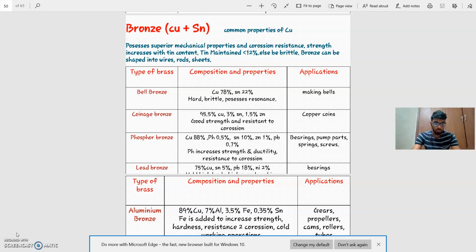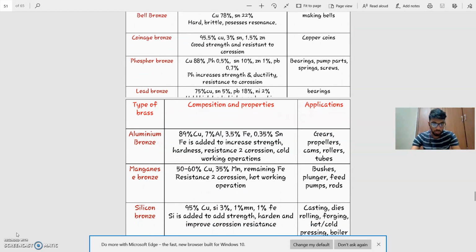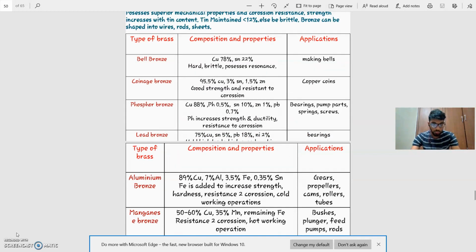There are six types of bronze. The first one is bell bronze. It consists of copper 78% and tin 22%. They are very hard, brittle, and possess resonance, used for making bells.